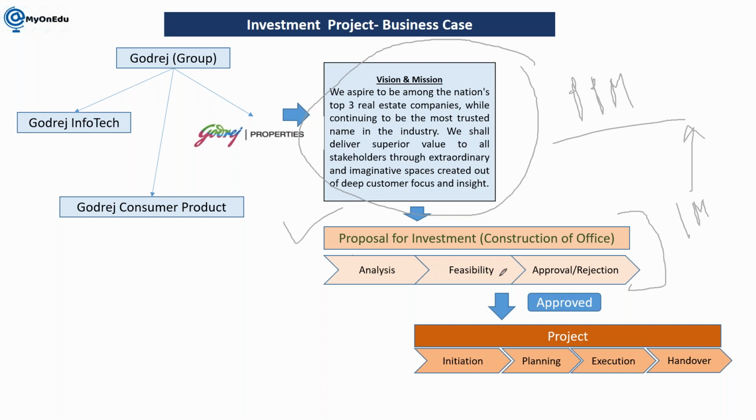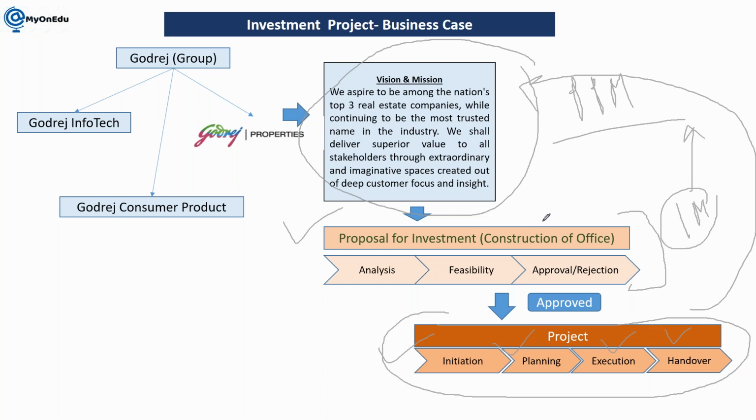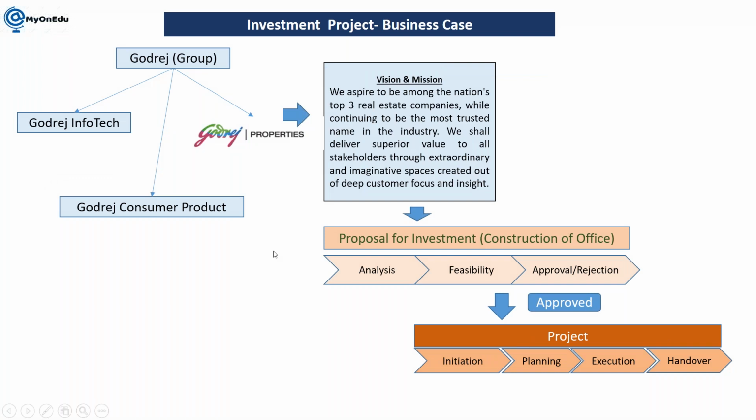Okay, so here proposal of investment, how you can create a proposal, how you can analyze it, how you can send it for feasibility, how you can approve or reject, that entire process you can manage in IM. Once it is approved, then you can manage it in Project System. So in Project System, you can initiate the project, you can do the planning, you can execute it, and you can hand over. So once it is handed over, because it's an internal project, it will become an asset. Okay, so this is the main purpose why we are executing, because every project has to be aligned with the vision and mission of the organization through its strategic role.